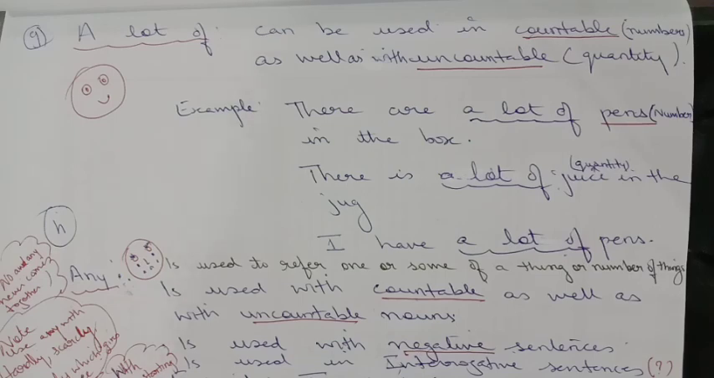I don't have any money. I don't have any money is a negative sentence. Do you have any English book? That is an interrogative sentence. So, any refers to one or some of the things. It can be used with countable and uncountable nouns. Okay? You can use any with those sentences also which start with if.